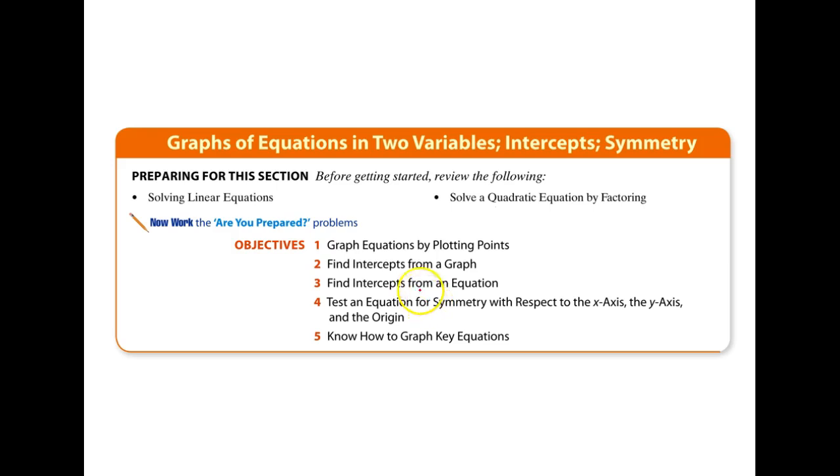Okay, so here's back to review of our learning targets. First, we were graphing equations by plotting points. Then we looked at a graph to find the intercepts, the x and y intercepts. Then I figured out how I could find those intercepts from an equation by setting x equal to 0 and y equal to 0 and solving. Then we looked at how to test for symmetry over the x-axis, the y-axis, and the origin. And then we looked at some key equations that we're going to continue to use. So that is all of our information for section 1.2.